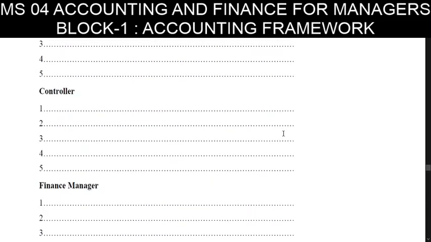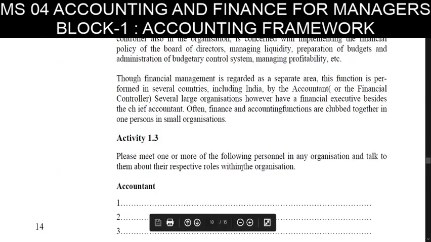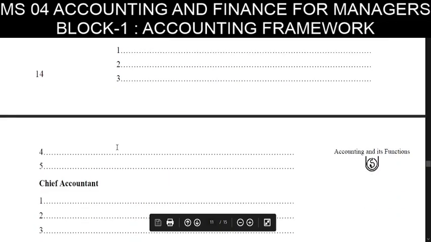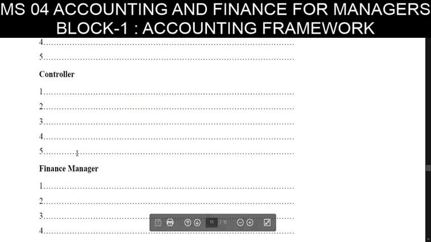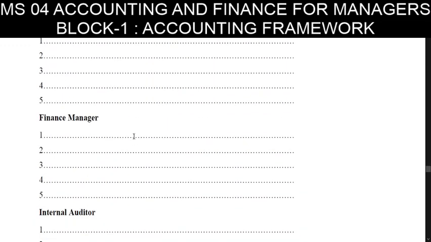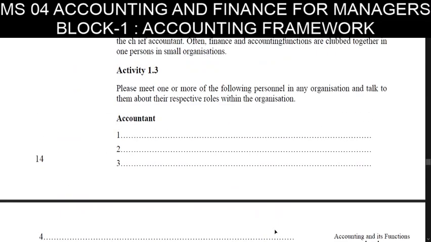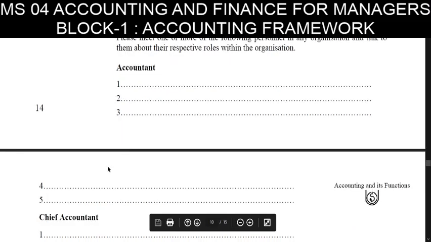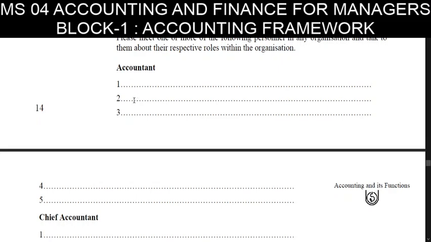So what we have read are the roles and activities of an accountant in an organization: chief accountant, controller, finance manager, internal auditor. Let us see three points for each one. If we have to write five points about an accountant, the first one is he is a conscience keeper. He aids the management control.